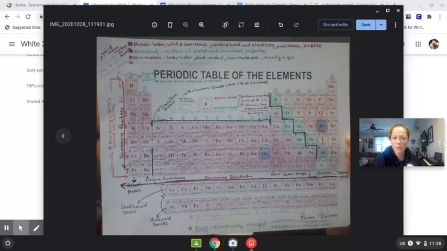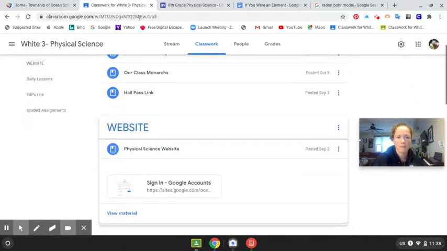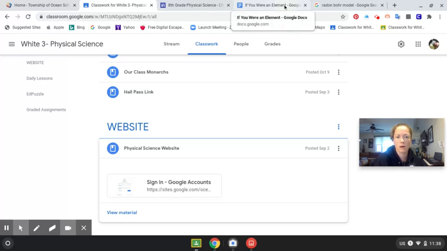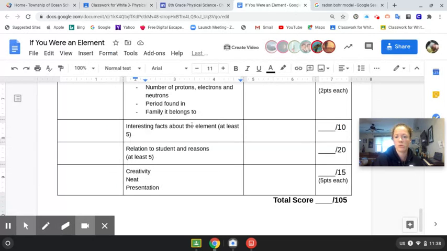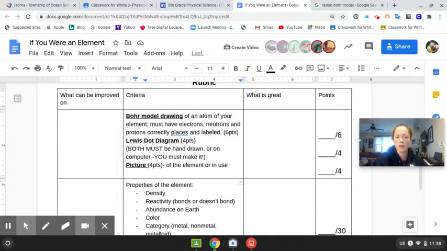Okay, so hopefully now you guys understand a little bit more on how to read the periodic table and how to complete the project. Before we move on, I just want to go over the rubric, which is found on the website, just so that you understand what you should be doing with each section. Bohr model, Lewis dot diagram, I think I explained that enough.